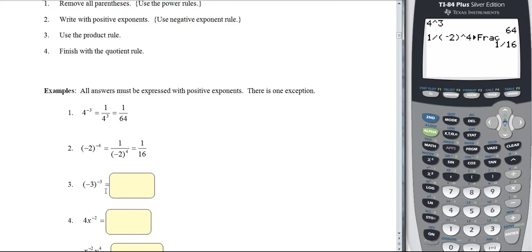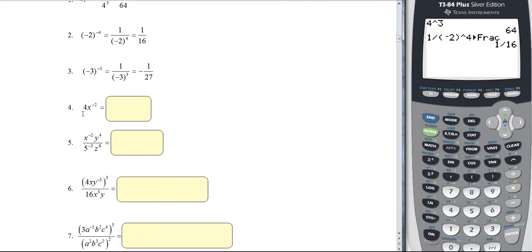Negative 3 raised to the negative third power. So that is going to be sent down to the denominator. So I'm going to have 1 over negative 3 in parentheses raised to the third. And that in turn, if you multiply negative 3 times negative 3 times negative 3, you'll end up with negative 27. So I should have 1 over negative 27. You could have negative 1 over 27, or you could have a negative right in front of the fraction bar, as long as I see a single negative somewhere.